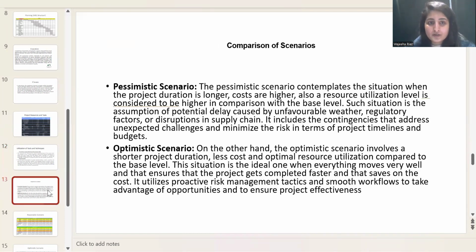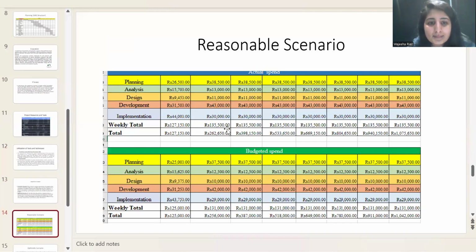I compare different scenarios, the pessimistic scenario and the optimistic scenario. In the pessimistic scenario, we consider the worst case. In the optimistic scenario, we consider the positive outcomes that can be made. Now analyze this. In the reasonable scenario, you see the budgeted spend that I have made is 125,000, but the actual spend is 127,150, which is more than the budgeted spend. So it means the project is over budget.